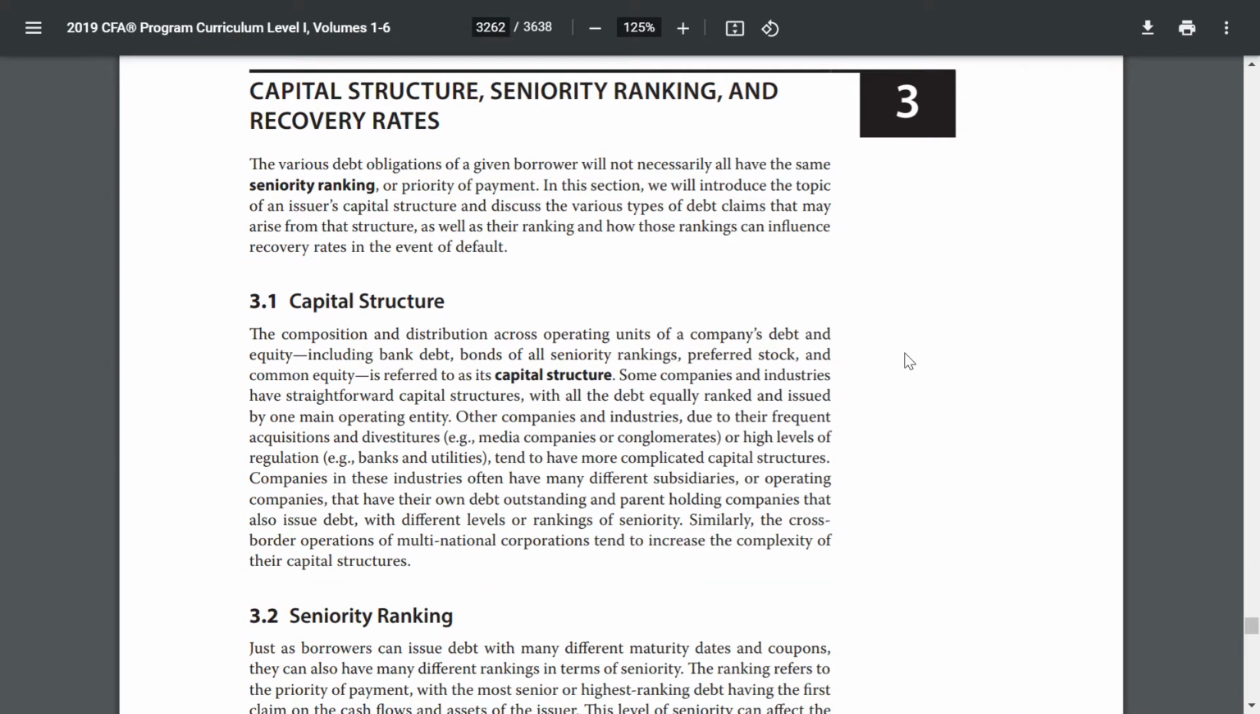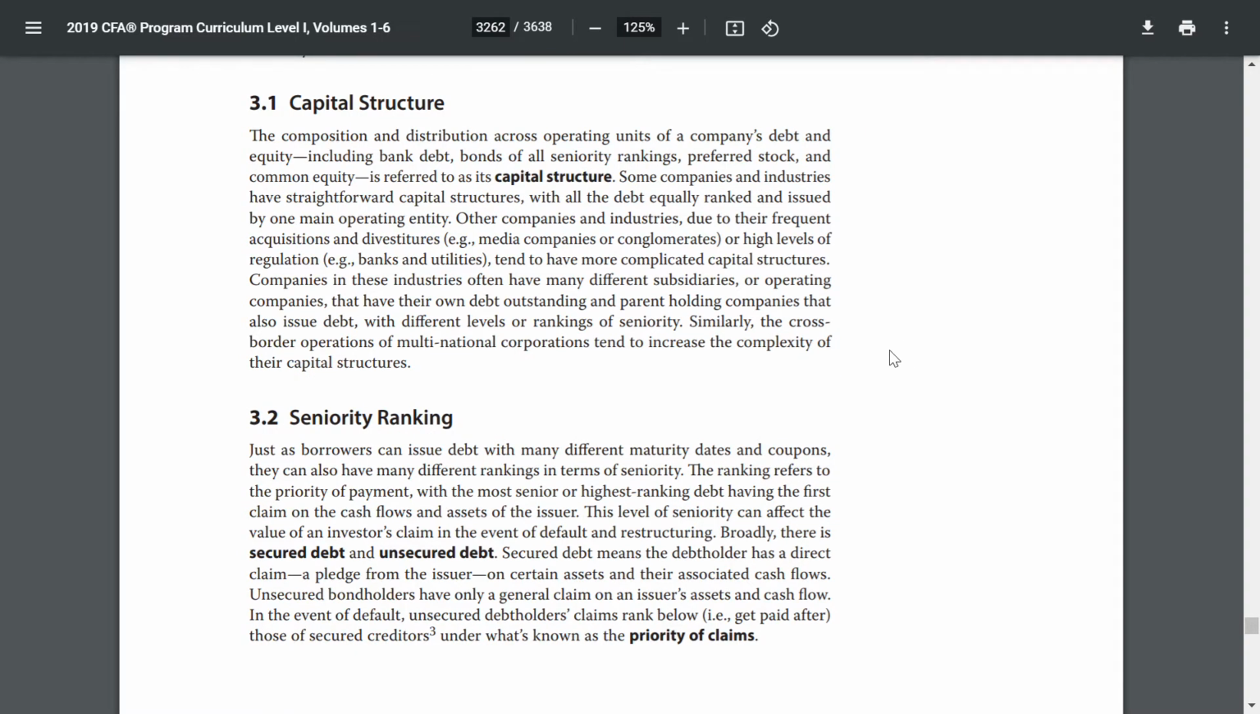Capital structure, seniority ranking, and recovery rates. The various debt obligations of a given borrower will not necessarily all have the same seniority ranking, or priority of payment. In this section, we introduce the topic of the issuer's capital structure and discuss the various types of debt claims that may arise from the structure, as well as their ranking and how those rankings can influence recovery rates in the event of a default. The composition and distribution across operating units of a company's debt and equity, including bank debt, bonds, and all seniority rankings, preferred stock, and common equity, is referred to as its capital structure.